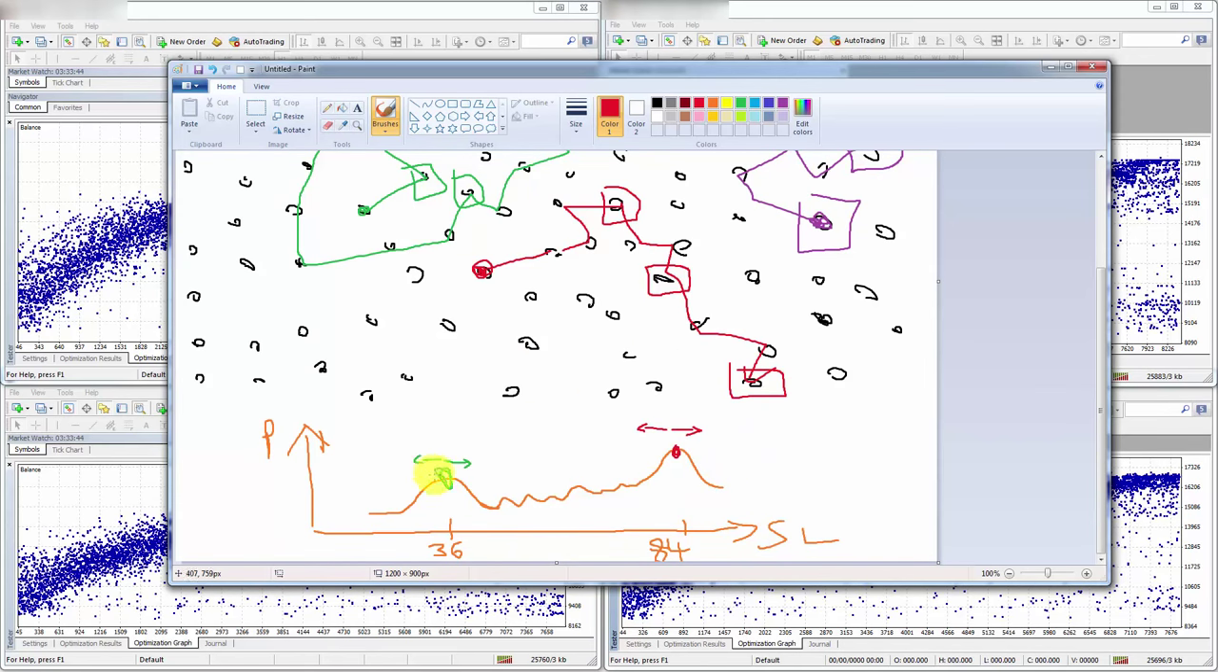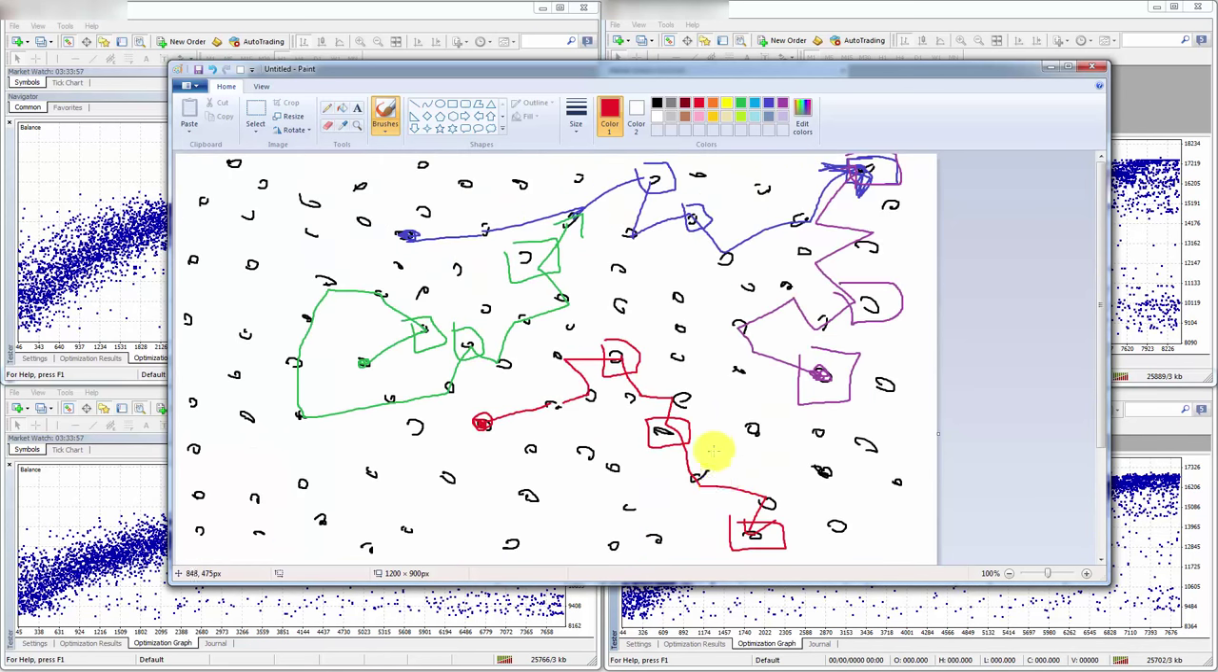So if you just launch one, you might find yourself stuck at one of these local extremums for profit and not being able to find other parameters. That's why, personally, I prefer to launch a couple of genetic algorithms at the same time. In this case, you saw four of them running.